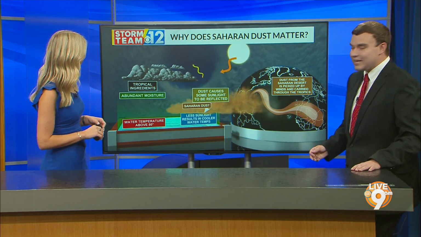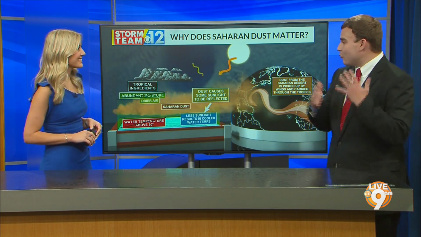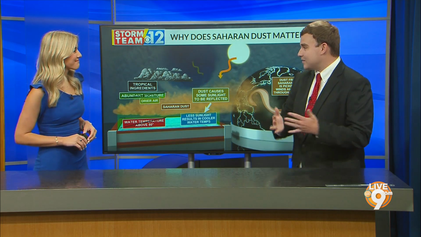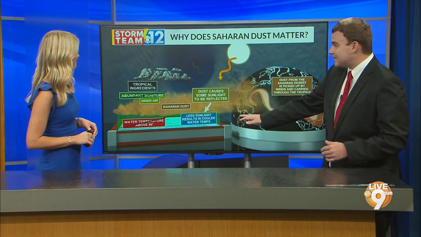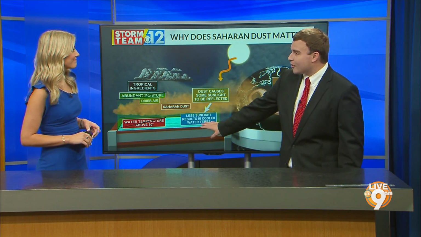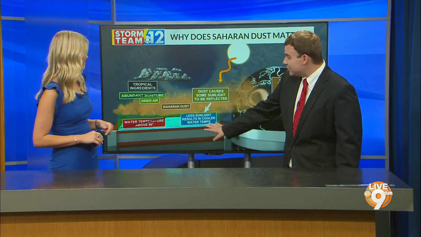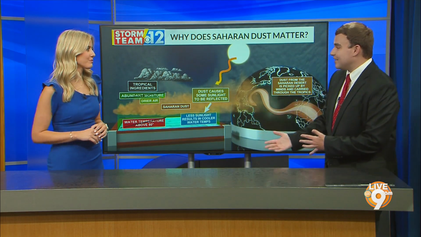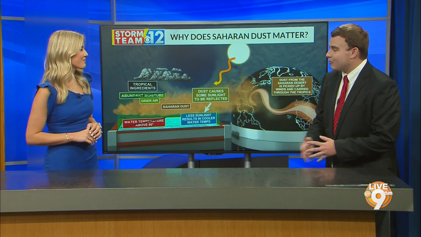That's going to cause that sunlight to be reflected. And of course, whenever the sunlight's reflected, either from dust or by the clouds, it's not going to be as warm at the surface. And so that's going to result in your water being lower temperature. Right. We're going to have less moisture. And we're not going to have the ingredients that we need for those tropical cyclones.